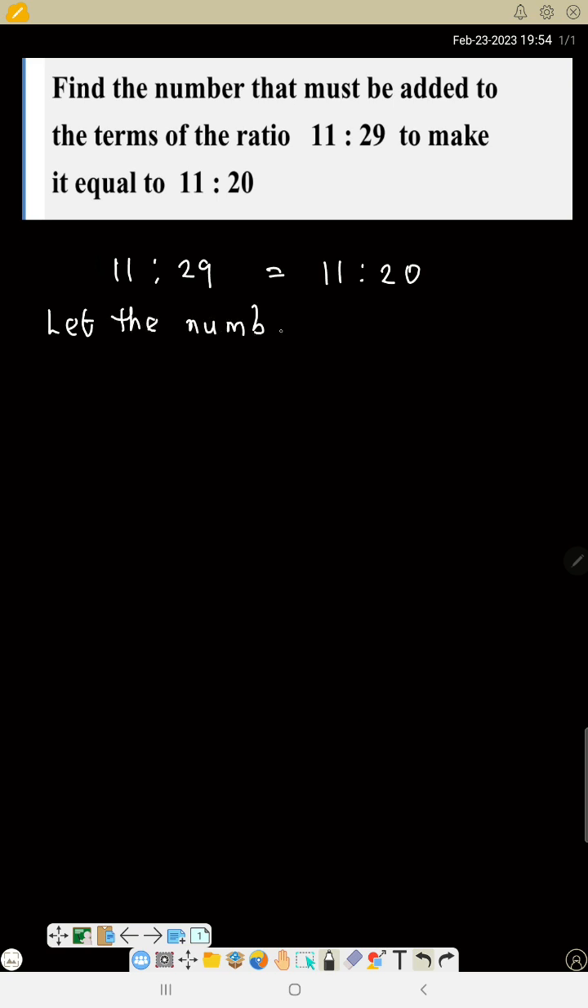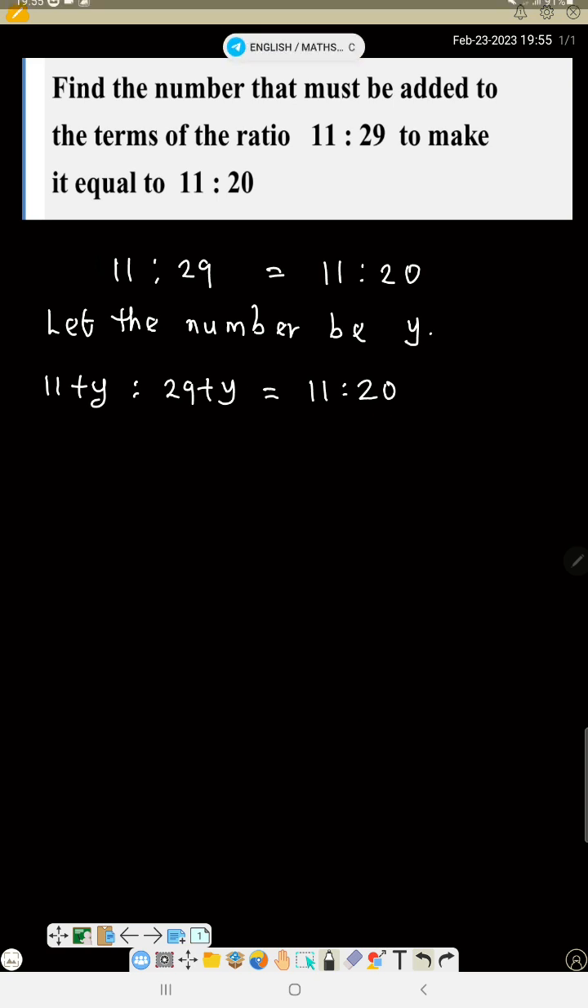number be y. So that is the number that you will add to each term, that is 11 plus y ratio 29 plus y, so that the ratio will reduce, the ratio will change to 11 ratio 20. So what is that number? We have added y to it since we are not sure of the numbers.